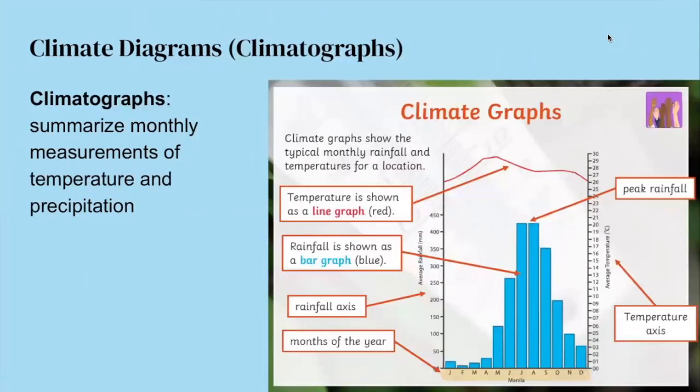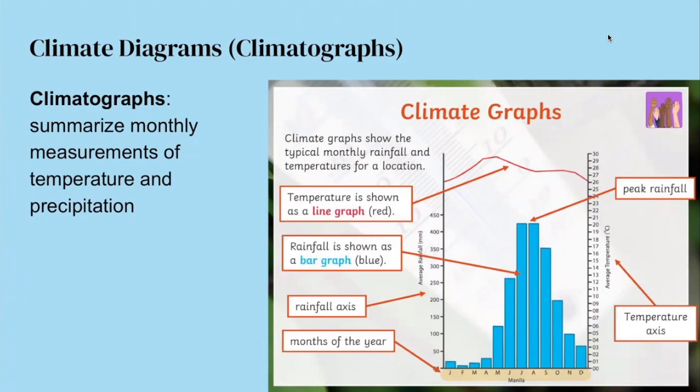So when we're looking at some terrestrial biomes, we are also going to be looking at climate diagrams. They're also called climatographs. The College Board will occasionally give you some climate graphs and ask you to identify what biome you're looking at. So we're going to start looking at these today and work on them more in class this week. But climatographs summarize the monthly measurements of temperature and precipitation.